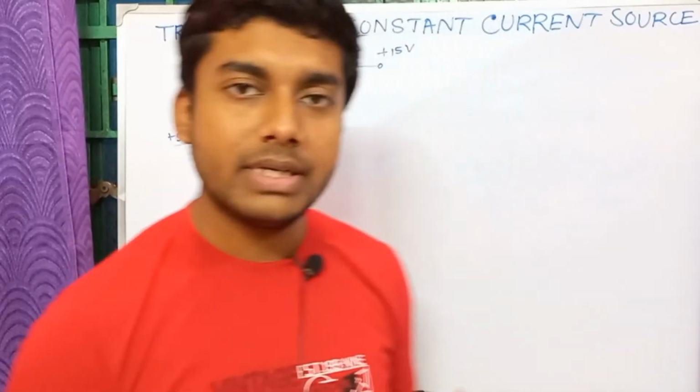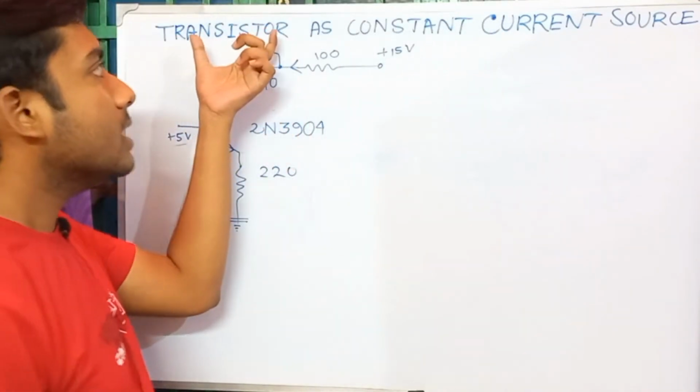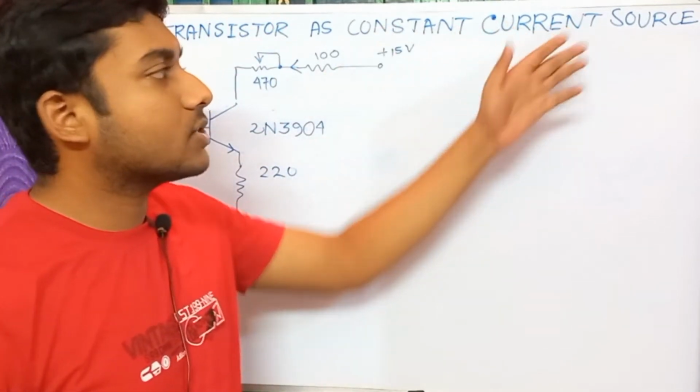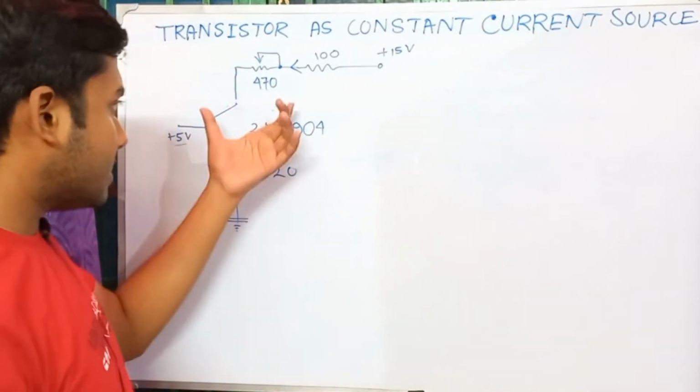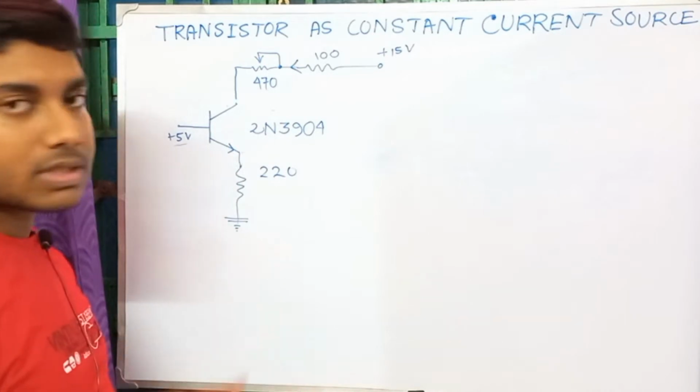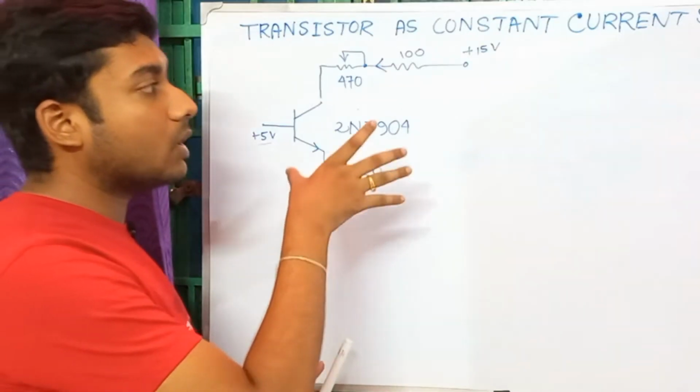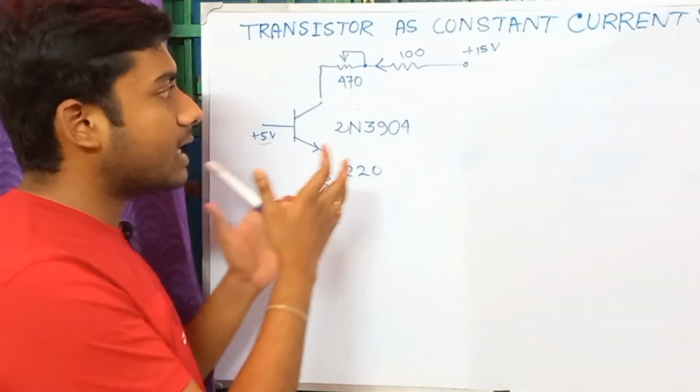Today in this video I will discuss how we can use a transistor as a current source. What is that? Let us understand this circuit. This is a current source circuit. Let's analyze how this circuit is operating.